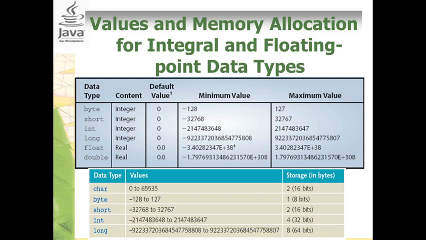For the short, it can contain from negative 32,000-something to positive 32,000-something. And for integer, it can contain up to 2.1 billion. And for long, it can contain a very huge number. And for floating point, double can contain more than float.